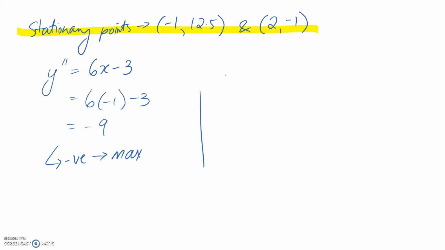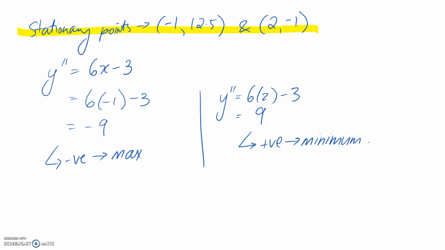So now if we do the same thing for the other point, it's 6 times the x value, so 6 times 2 minus 3. That's going to be 12 minus 3, which is equal to 9. So we've kind of got the opposite here. So if a negative is a maximum, that means that a positive is a minimum. Minimum. All right, so that's the other part of the conclusion. So I might actually pop it here. So this point corresponds to the maximum, and this one corresponds to a local minimum.